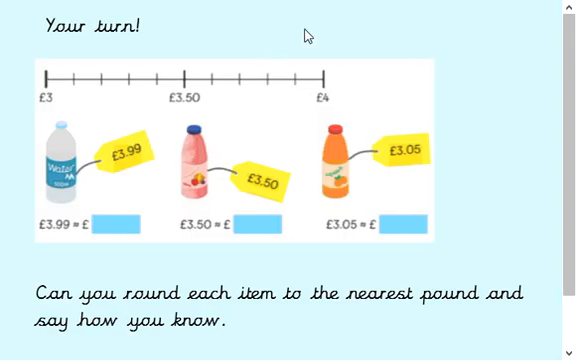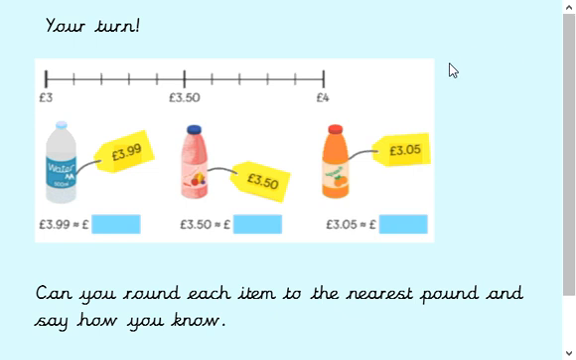Okay, now it's your turn to have a little go. There are 3 items here. All of them come between £3 and £4. Your job will be to place them, or to point on the screen to where you think they would be, and then tell me which whole pound each item is closest to. Is it £3 or £4? Press pause now and play when you are ready to discuss and listen to the answers.